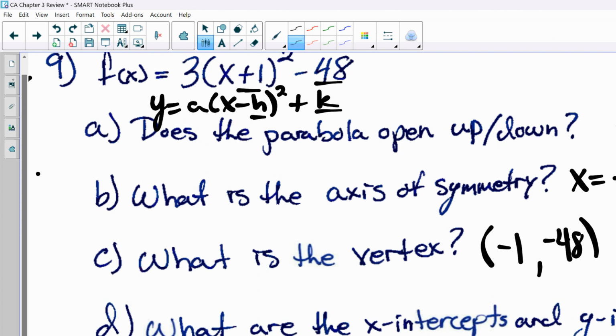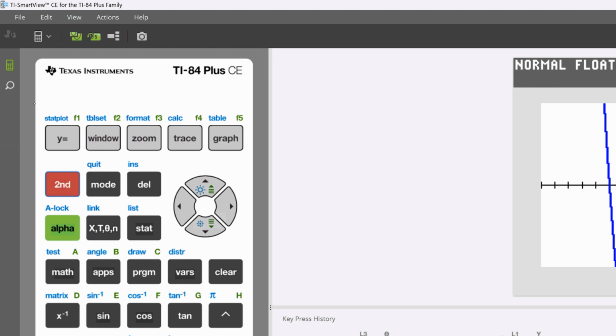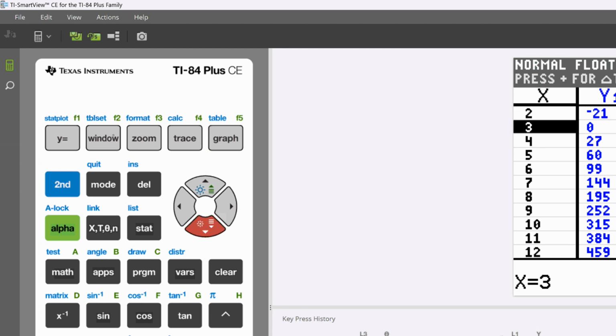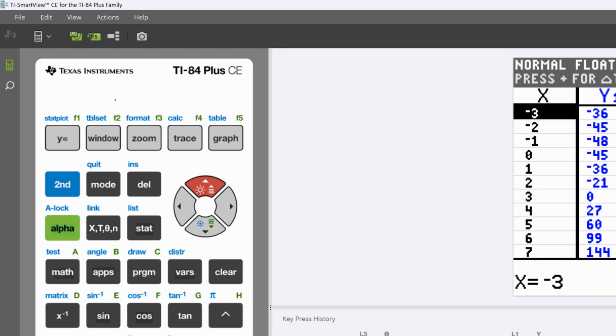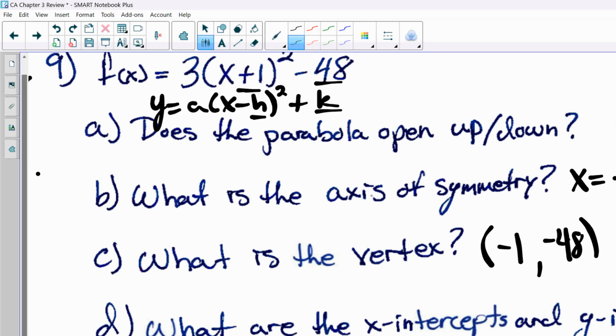Now the x-intercept and y-intercept. The x-intercept is where it crosses the x-axis and the y value is 0. The y-intercept is where it crosses the y-axis and the x value is 0. Luckily for us, if we type this into the calculator, we can find both. Because here, when x is 0, the y value is negative 45. So our y-intercept is 0 comma negative 45. And we'll put them as points.